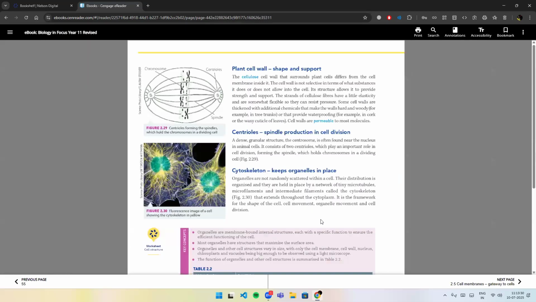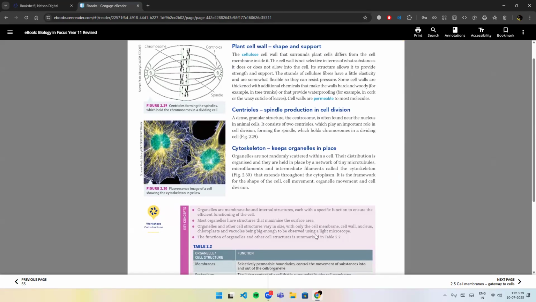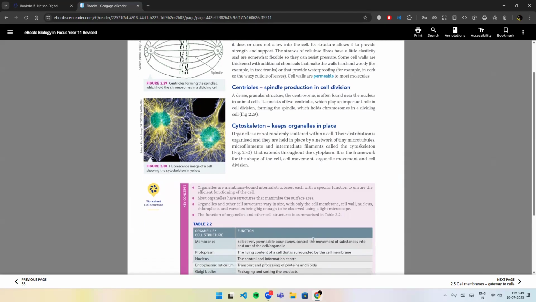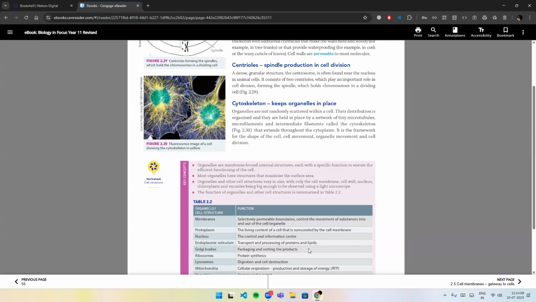Plant cell wall, shape, and support. The cellulose cell wall that surrounds plant cells differs from the cell membrane inside it. The cell wall is not selective in terms of what substances it does or does not allow into the cell. Its structure allows it to provide strength and support. The strands of cellulose fibers have a little elasticity and they are somewhat flexible so that they can resist pressure. Some cell walls are thickened with additional chemicals that make the walls hard and woody, for example, in tree trunks, or that provide waterproofing. Cell walls are permeable to most molecules.